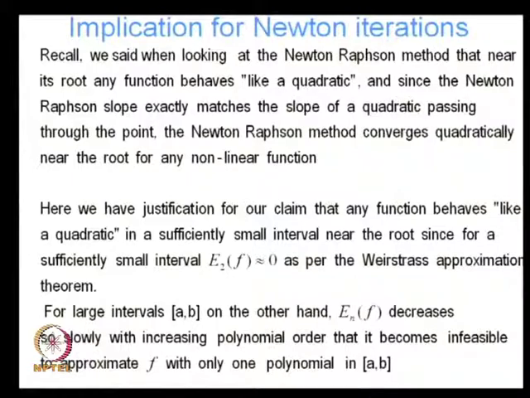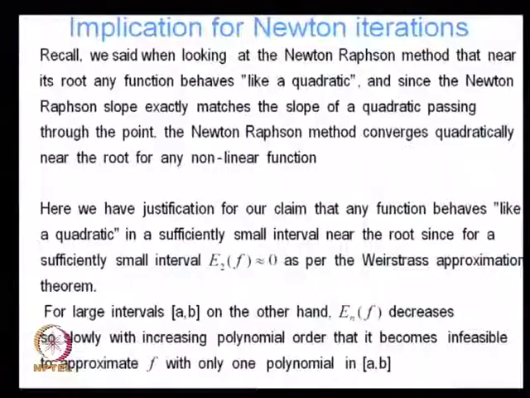So, that is why in a sufficiently small interval near the root, E2 of f is approximately equal to 0, because as the interval becomes smaller and smaller, I can use lower and lower order polynomials to approximate the function. So, near the root, E2 of f is approximately 0 as per the Weierstrass approximation theorem, and that is why our Newton-Raphson method gives quadratic convergence. Any function behaves like a quadratic sufficiently close to the root.